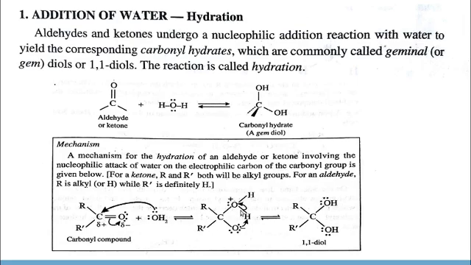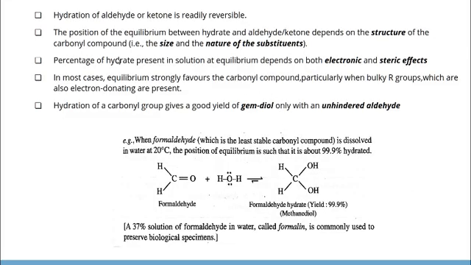So we will get a structure like this. From this we will get a 1,1 diol. So hydration of an aldehyde or ketone produces diols, gem diols or 1,1 diols. Let us know more about the hydration of aldehyde or ketone. Usually hydration of aldehyde or ketone is readily reversible. Here you can see the hydration of formaldehyde. This reaction is reversible and we will get the hydrate product of formaldehyde.